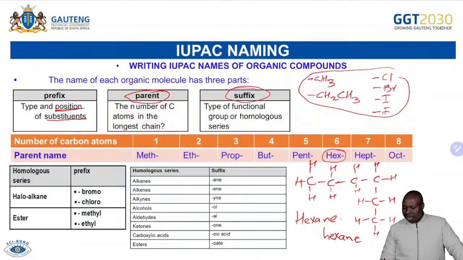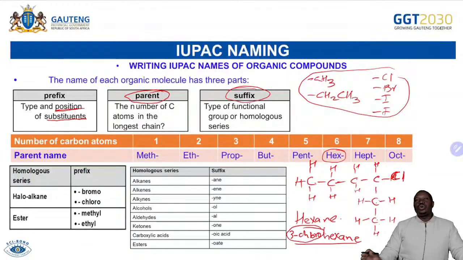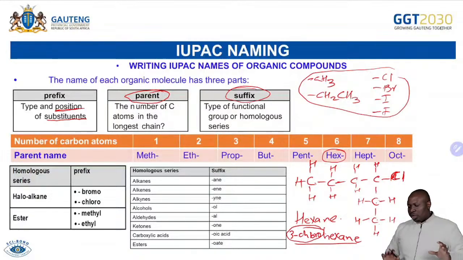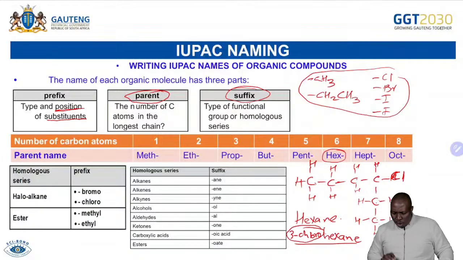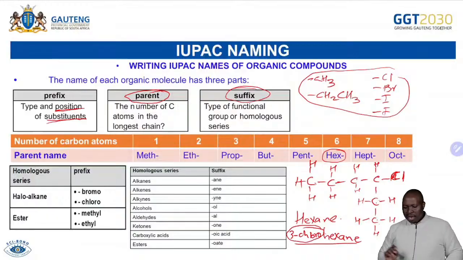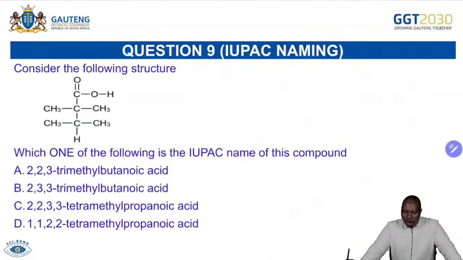If we have a substituent, for example, I can remove this and put a chloro there. Then I will be able to number this 1, 2, 3. So I'll call this 3-chlorohexane. So always the name starts with the prefix, which is your chloro, your bromo, your iodo, your fluoro, your methyl, your ethyl. As long as you are having those branches, you must always start with them. We refer to them as substituents, and you must always show their position. I hope that helps you as you continue with naming of structures.